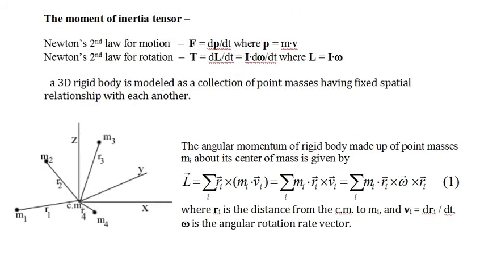The motion of a rigid body can be decomposed into the translational motion of its center of mass and the rotational motion of the body about its center of mass. Newton's second law of motion can be used to derive Newton's second law for rotation, which is the applied torque T equals the rate of change of angular momentum L, where L equals the object's moment of inertia tensor I times the angular rate vector omega.